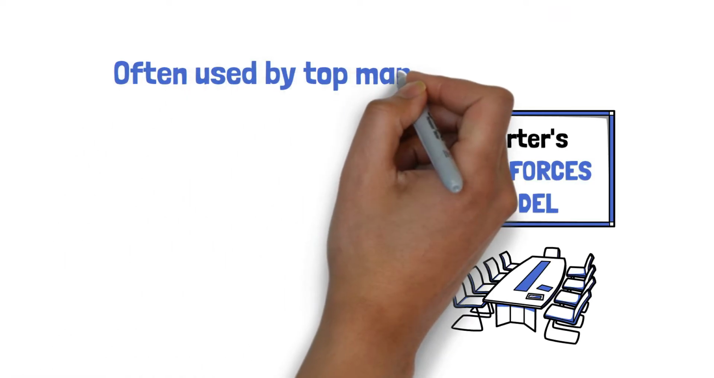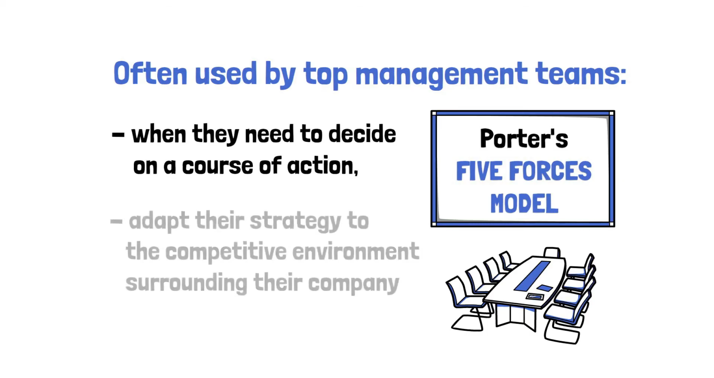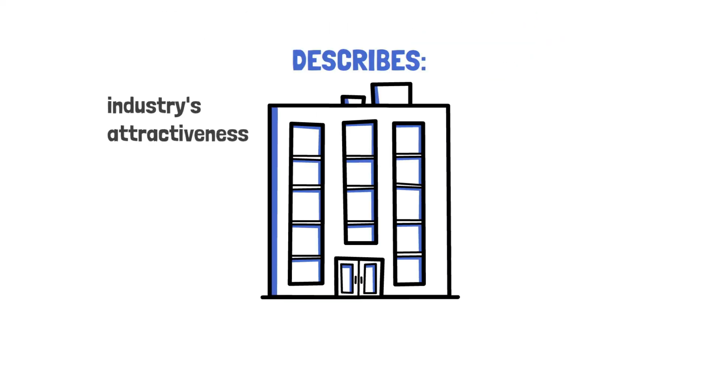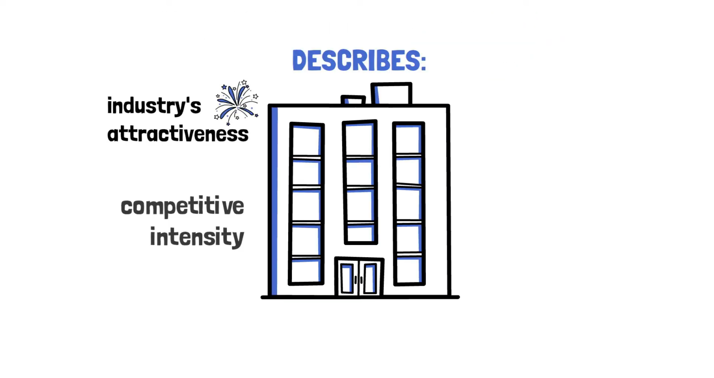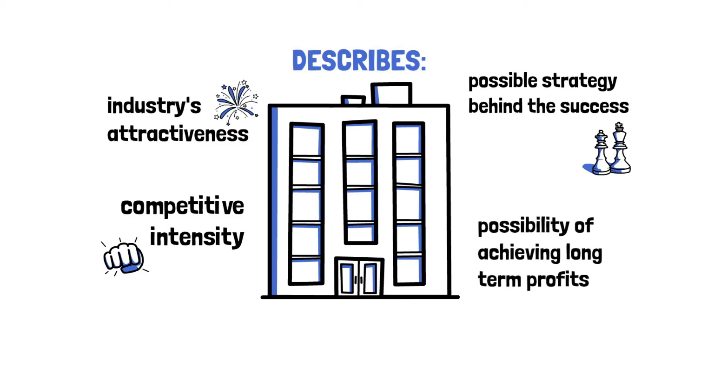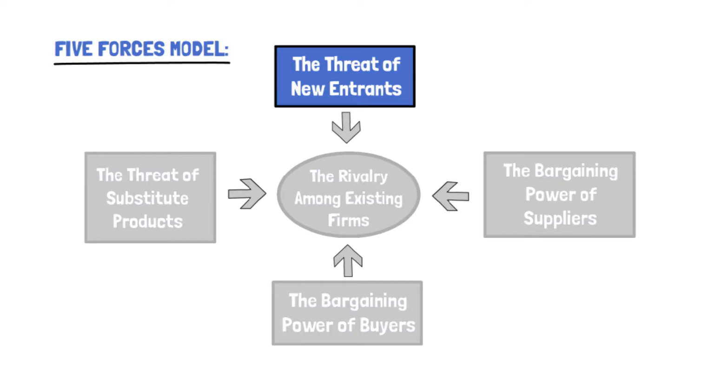This framework is often used by top management teams when they need to decide on a course of action and adapt their strategy to the competitive environment surrounding their company. The framework describes the industry's attractiveness, the competitive intensity within an industry, the possible strategy behind the success of the industry, the possibility of achieving long-term profits, and finally, the strength and potential of a company position in an industry. For example, based on the pricing power and subsequent demand of the industry's products or services. So let's go through each of the 5 forces.